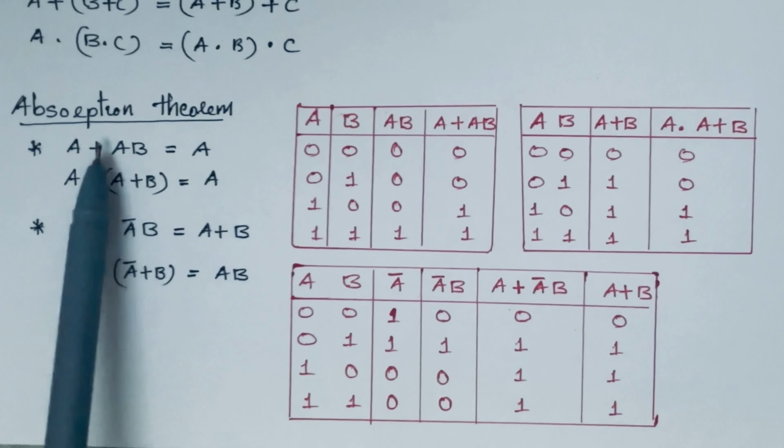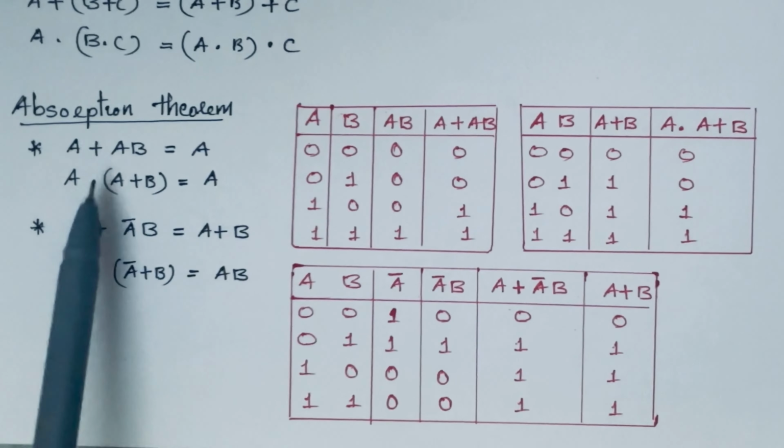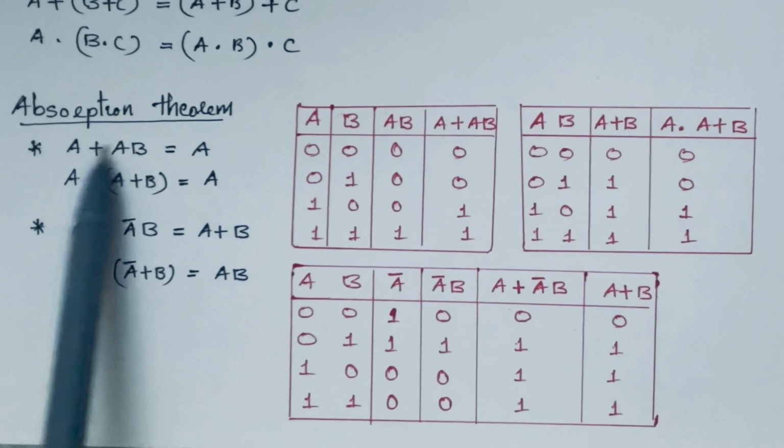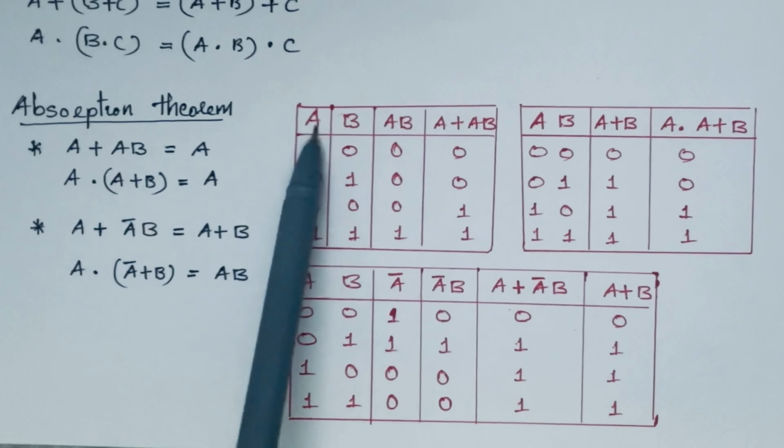How do we write the dual? Plus should be changed to dot, dot should be changed to plus, and if there are any ones, we should write it as 0. If there are any zeros, we should write it as 1. That we'll see later. So anyway, the first one is A plus AB is equal to A, and the second one, the dual of this, is what? A dot (A plus B) is equal to A. We'll see the proof of this. How many variables are there? Only 2 variables, A and B.